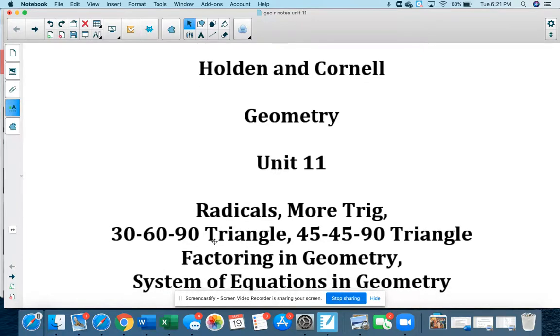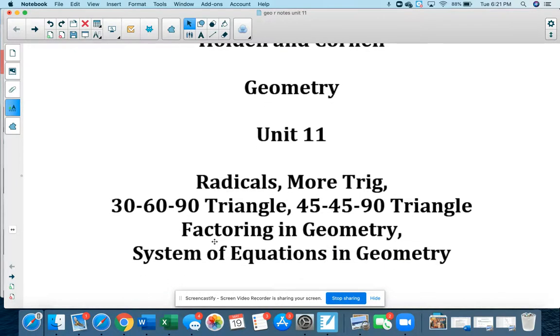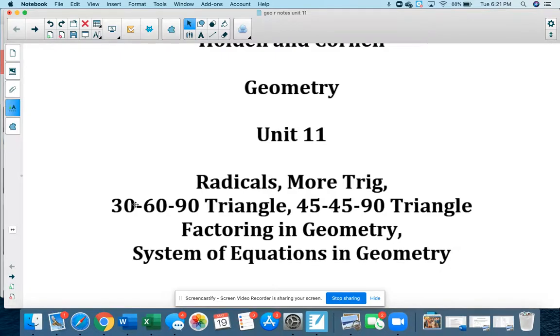We're going to work a little bit more on trig. And we're also going to talk about a 30, 60, 90 triangle and a 45, 45, 90 triangle. Those are called special right triangles. You'll work some more with those next year. And it's important that you know how to factor, that you're comfortable with factoring. So we're going to review some factoring and do that with some geometry type problems, and the same thing for system of equations. So those are all things that you'll be working with next year.